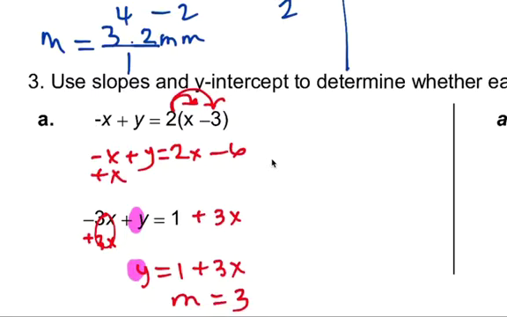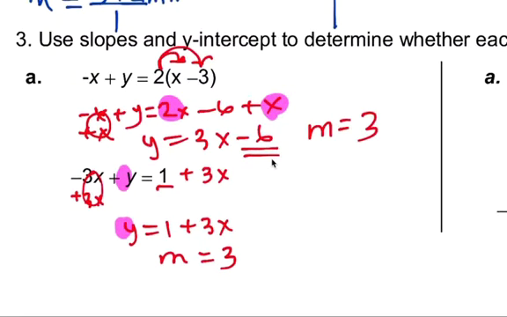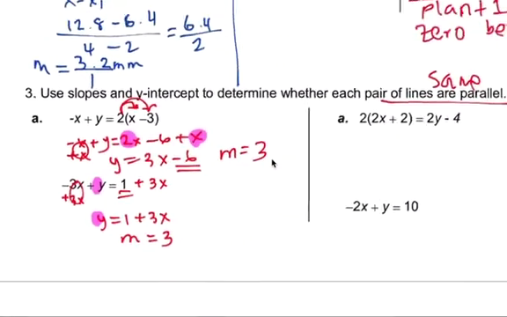Add x. That's 0. So y is equal to this whole thing, 3x minus 6. The whole thing, they're the same, add them together. Slope here is also 3. And the y-intercept is different. So it is definitely parallel.